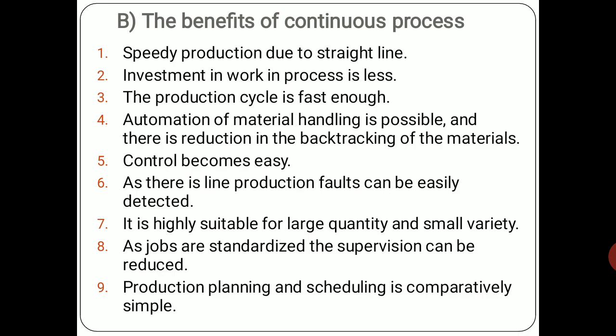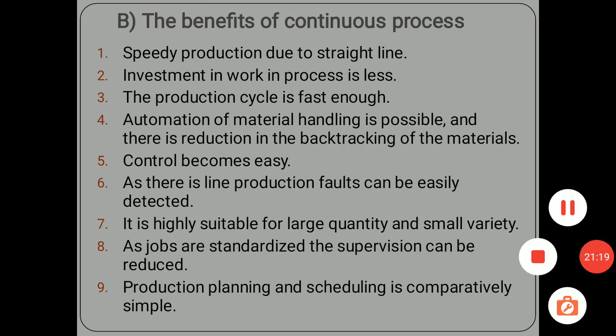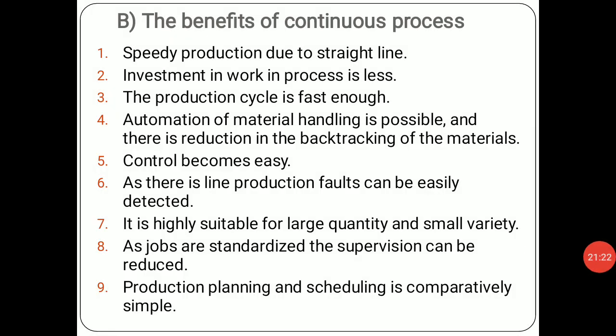We move on to the benefits of the continuous product. Speedy production because straight line is there. Investment in work in process is less, but you have to make heavy investment in the fixed items, right? The production cycle is fast enough. Automation of the material handling can be done. The control becomes easy because at each stage you know whatever is happening, that's a straight line kind of production done. As there is line production, faults can be easily detected. At each stage you can make out that if any prior errors are there, right? So that can be detected very easily.